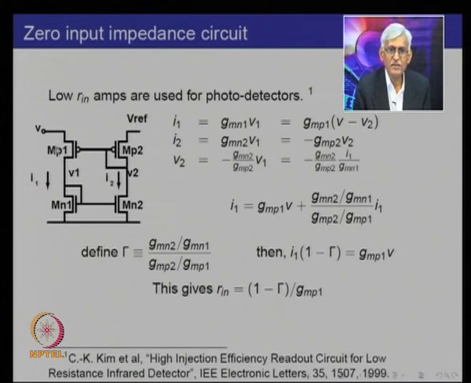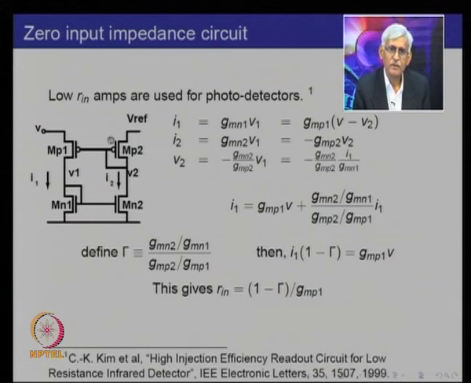But if you look at the p-channel transistor, then the same current I, which is in series, is given by GM of this transistor, GMP1, times the difference of fluctuation at this point and this point. That is the drain, that is the gate source voltage of this. So, therefore, this current I1 is also GMP1 times V minus V2. V is the fluctuation here, V2 is the fluctuation here, and therefore, this is given by this.